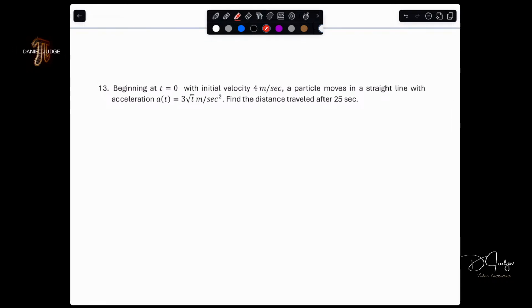Okay. So we're going to look at question 13. We're going to read this one. Beginning at t is 0, they have an initial velocity of 4. Now, t is 0, your velocity is 4. What they're saying here is this is called initial velocity. V of 0 equals 4. Okay, that's what that means as we read this. Time is 0, velocity is 4.